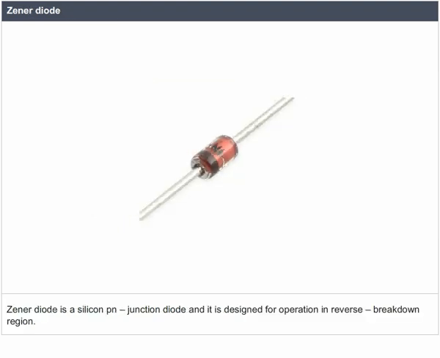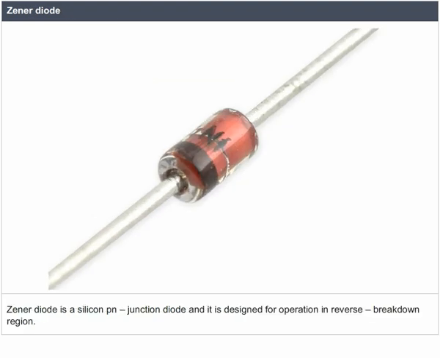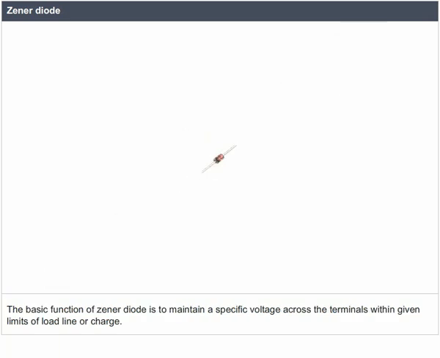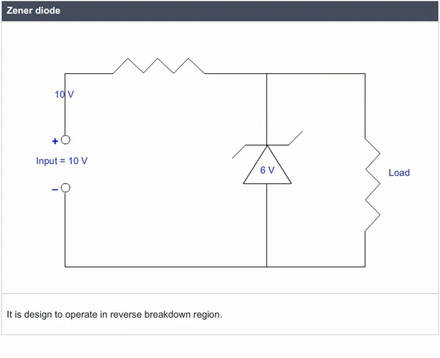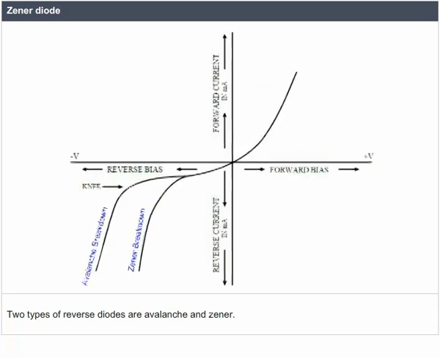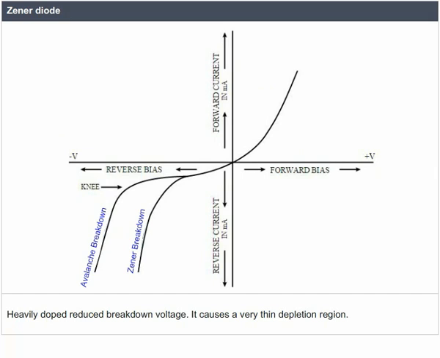Zener diode. Zener diode is a silicon PN junction diode and it is designed for operation in reverse breakdown region. The basic function of Zener diode is to maintain a specific voltage across the terminals within given limits of load line or charge. Two types of reverse diodes are avalanche and Zener. Heavily doped, reduced breakdown voltage. It causes a very thin depletion region.